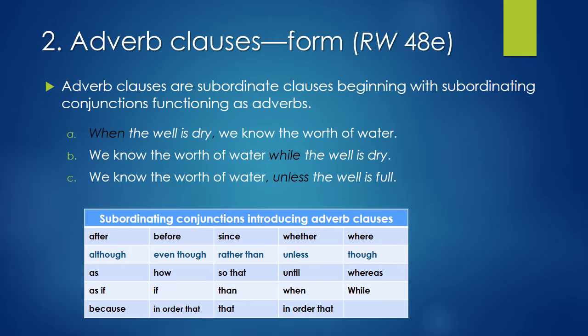A second category of clauses is the adverb clause. Adverb clauses are subordinate clauses beginning with subordinating conjunctions, functioning as adverbs. Three examples. A, when the well is dry, comma, we know the worth of water. Or B, we know the worth of water while the well is dry. And C, we know the worth of water unless the well is full. And in the table are subordinating conjunctions introducing adverb clauses. And one should become well familiar with the subordinating conjunctions in this table.